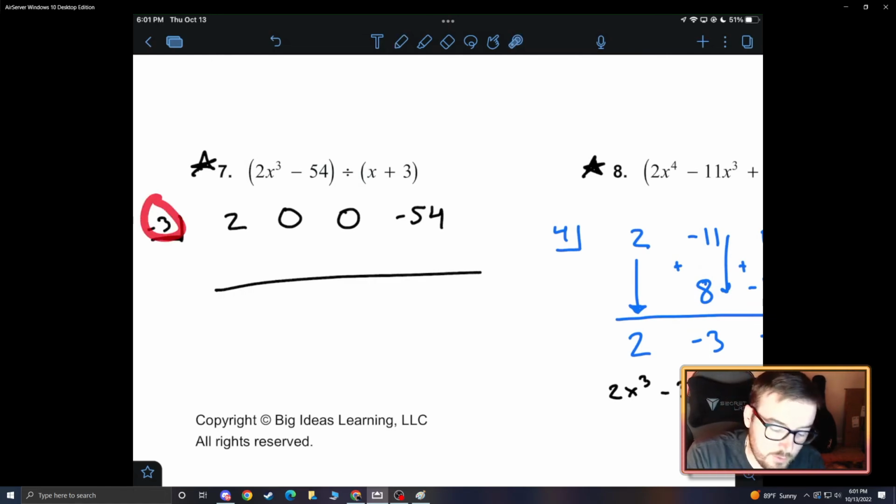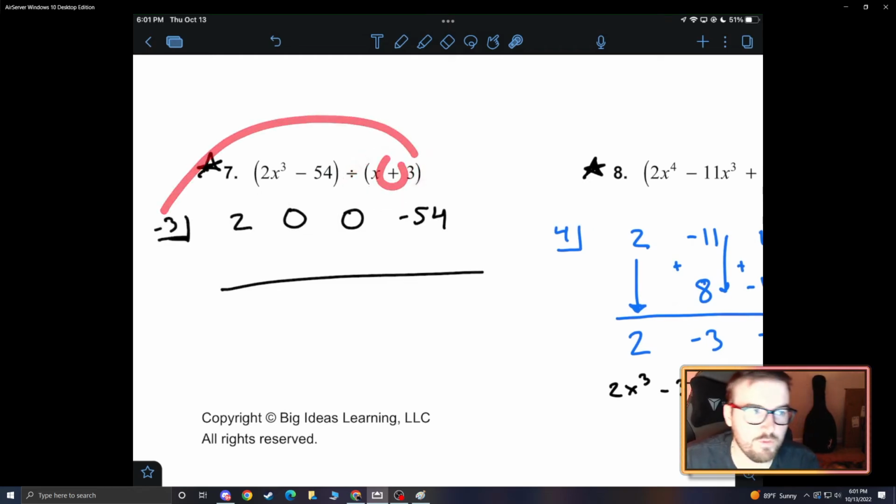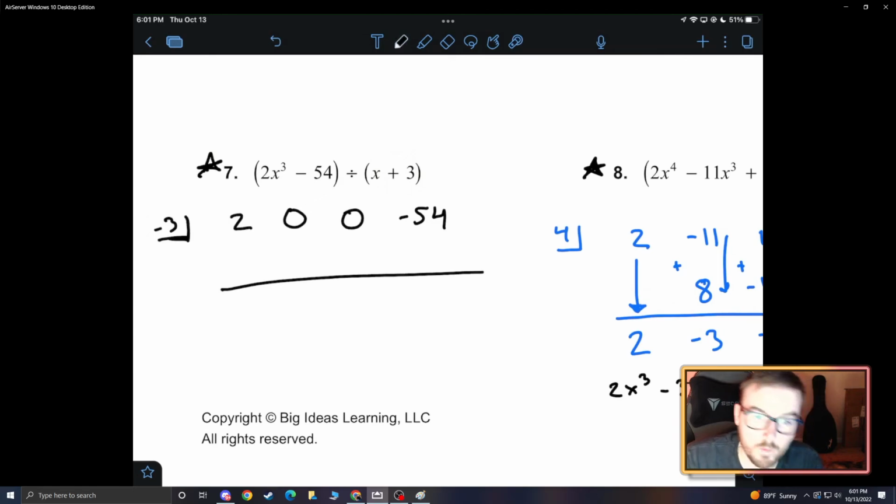And why does negative 3 go in the box? The opposite of the number in the factor. That's a plus 3, so the negative 3 goes in the box. Say it with me if you can. Add down. 2 plus nothing is 2. And multiply diagonally. What are we multiplying by? The number in the box. 2 times negative 3, negative 6.